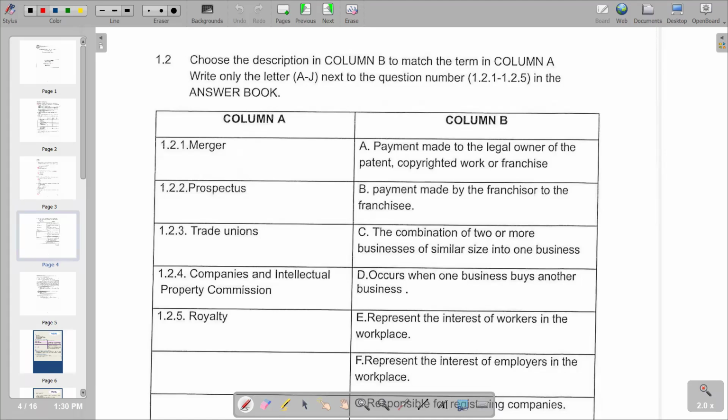So if you go to column B, you are going to see that the correct response is C, which reads that it is the combination of two or more businesses of similar size into one business. So we have C as the correct response.